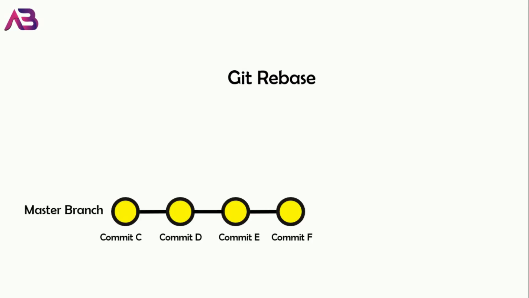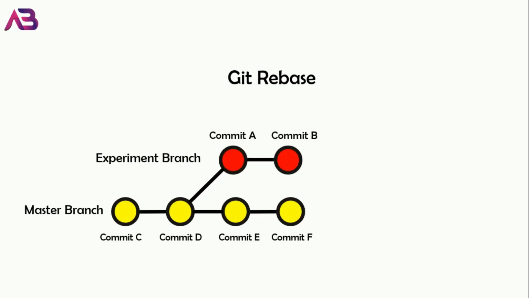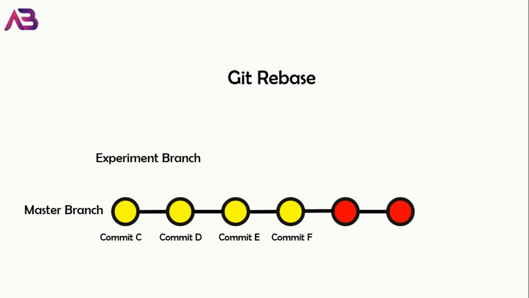Another option is Git Rebase. If you choose Git Rebase instead of Git Merge, here is what happens. When you want to move experiment branch commits to the master, Git Rebase takes all your experiment branch commits and neatly places them on top of the latest commit in the master branch, creating a more streamlined and organized history. In Git Rebase, Git does not create any merge commit. Instead, it changes the base of our experiment branch to the latest commit on master branch and then replays our changes from there. And that's the difference between Git Merge and Git Rebase.